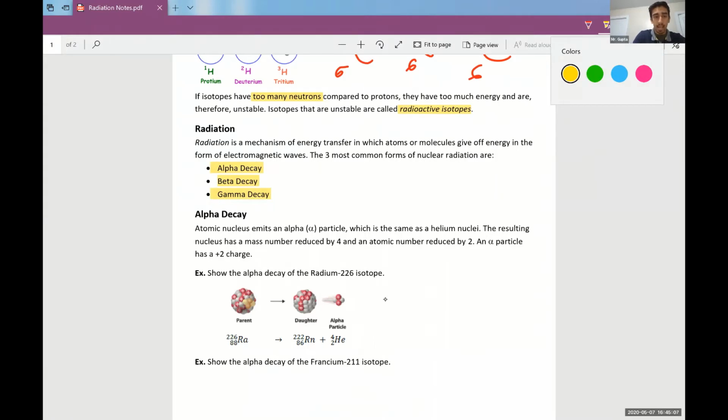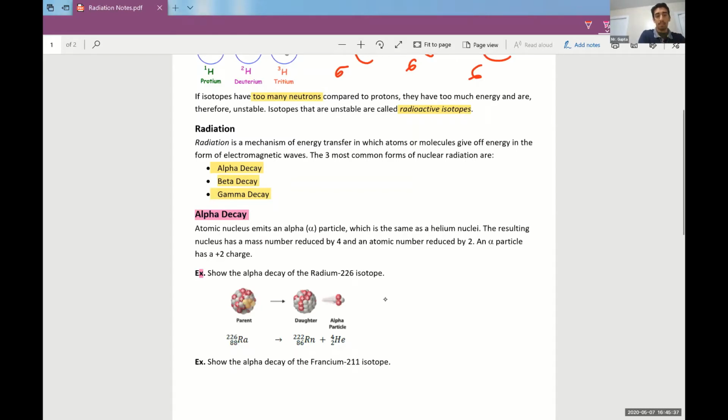Alpha decay. Alpha decay occurs when an atomic nucleus emits an alpha particle, which is the same as a helium nucleus. And the example will help you understand this better. The resulting nucleus has a mass number reduced by 4 and an atomic number reduced by 2. An alpha particle, because it's a helium nucleus, has a +2 charge. So let's look at an example.